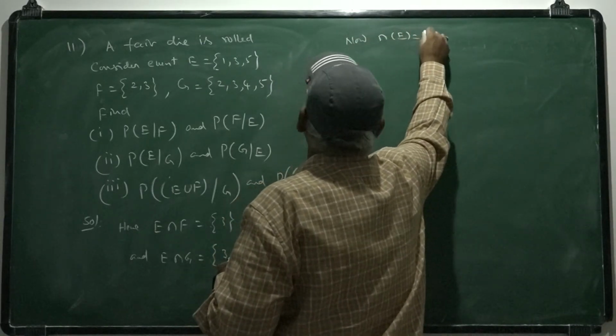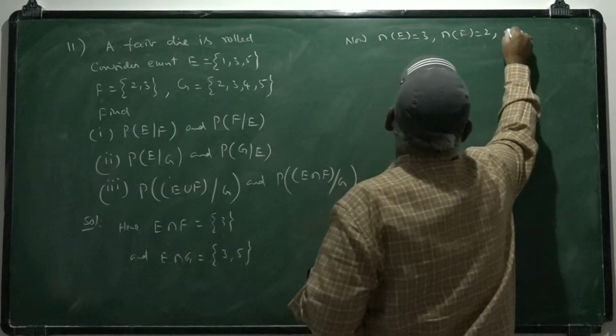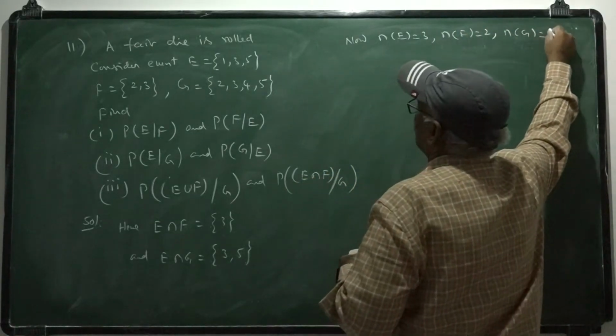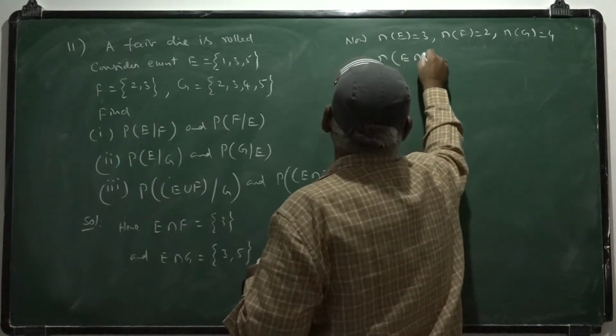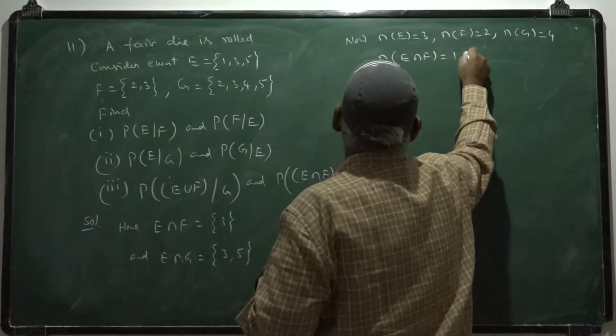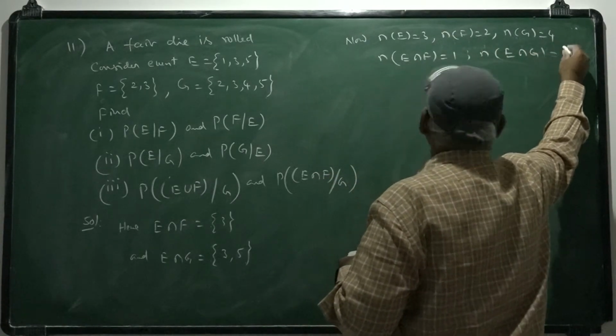n of E equal to 3, n of F equal to 2, n of G equal to 4. n of E intersection F is 1. n of E intersection G is 2.